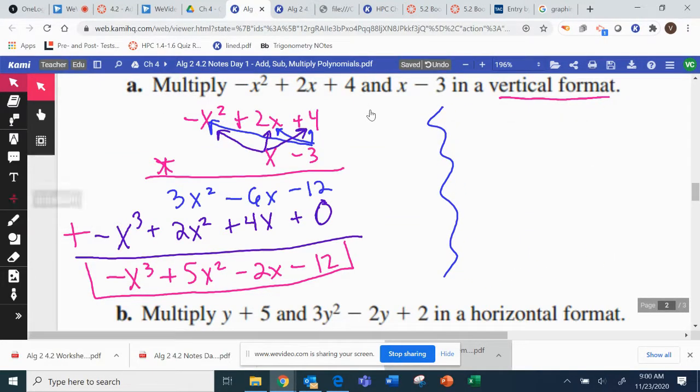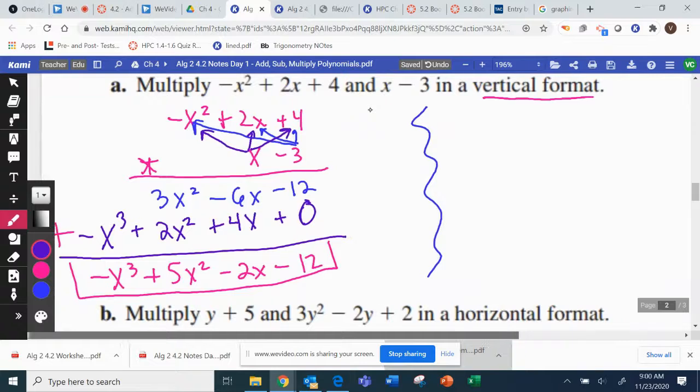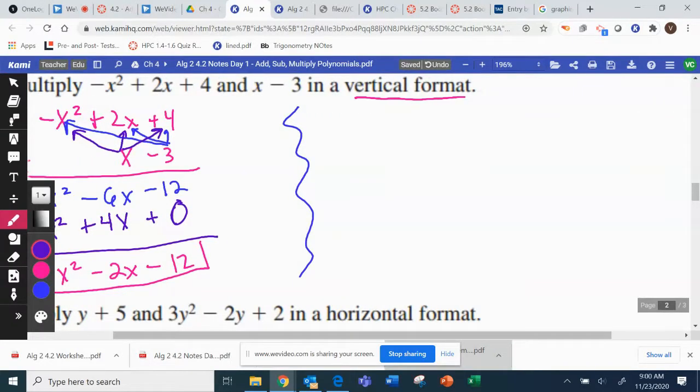The other format, which isn't covered here, but I think people like a lot better than the vertical format, is using the box. I think a lot of people like the box to multiply. So I'm going to show it to you this way as well.